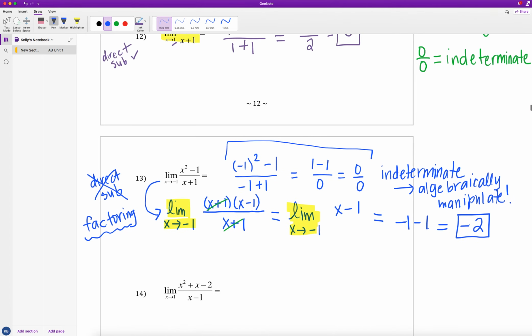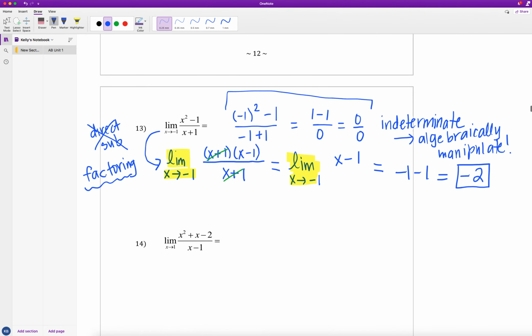Let's look at example 14. So example 14, why don't you guys pause the video and read that statement out loud to yourself. So example 14 says the limit as x approaches 1 of x squared plus x minus 2 all over x minus 1. What do you guys think? Will direct substitution work in this case?